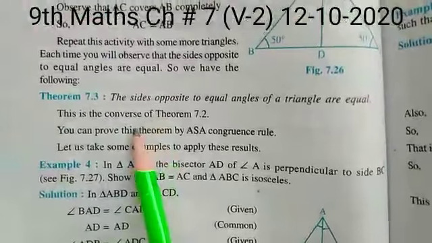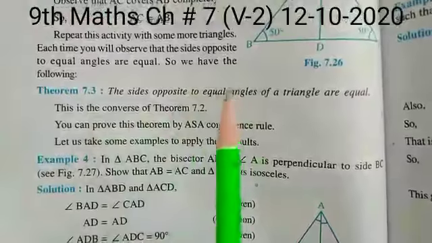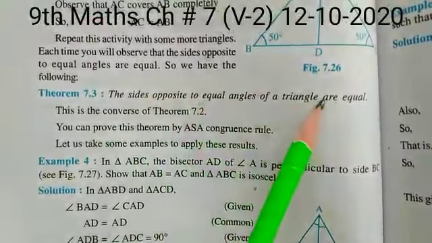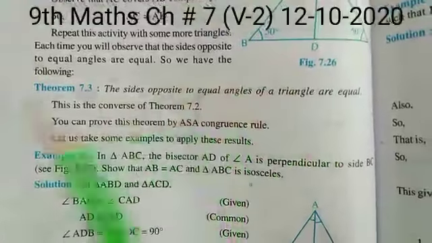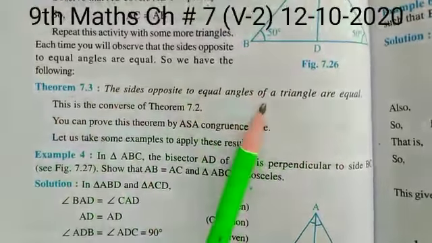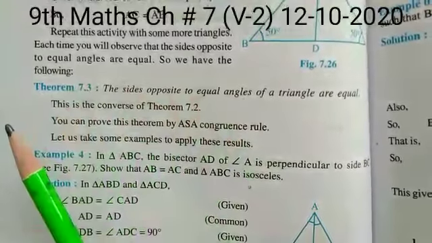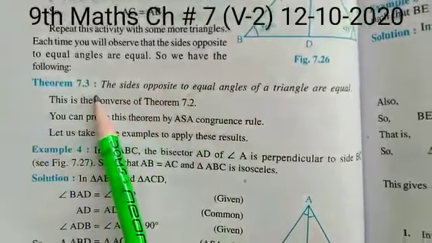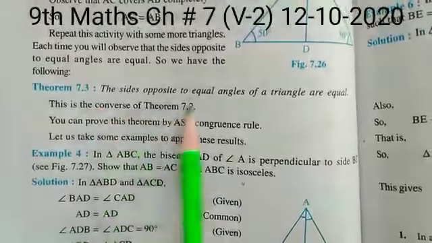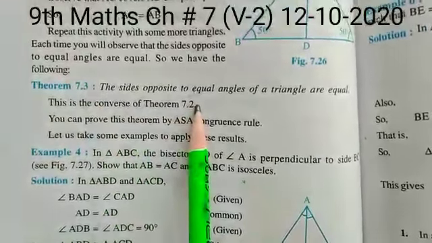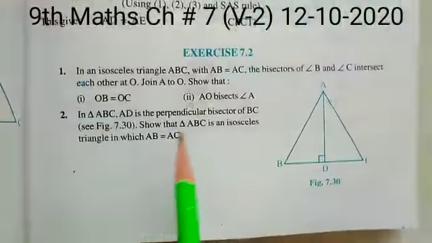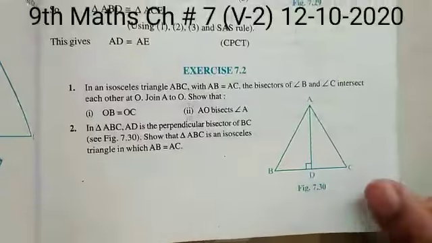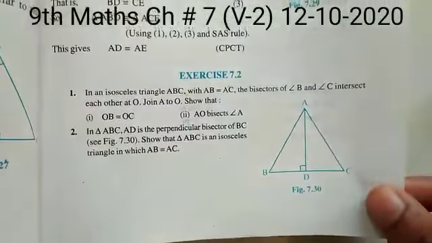Now we just have to understand theorem 7.3 without the explanation. The sides opposite to equal angles of a triangle are equal. So the opposite of that: if the equal angles are given and the opposite sides are also equal, it is the reverse of theorem 7.2, or we can say the converse of theorem 7.2. Now examples are also cancelled and exercise 7.2 is also cancelled.